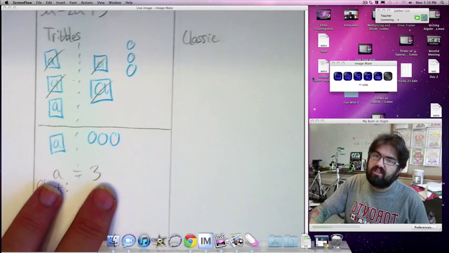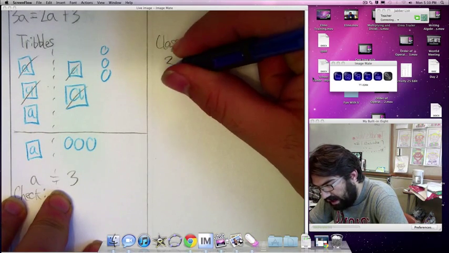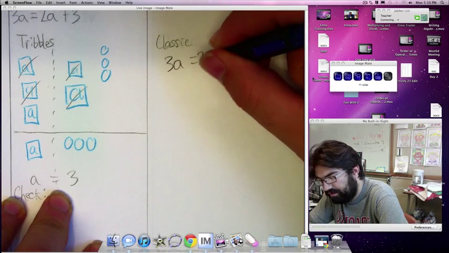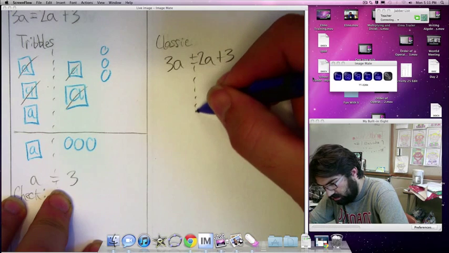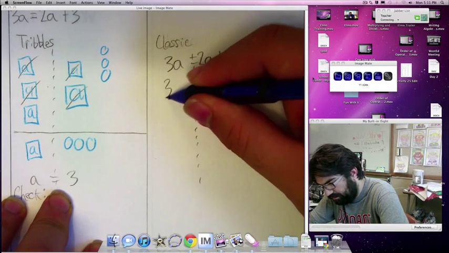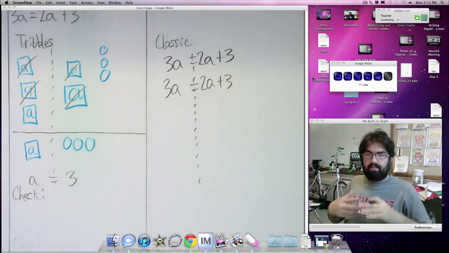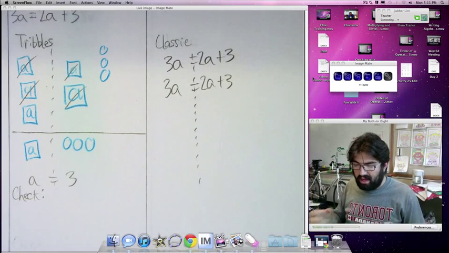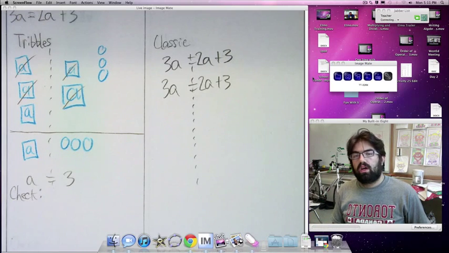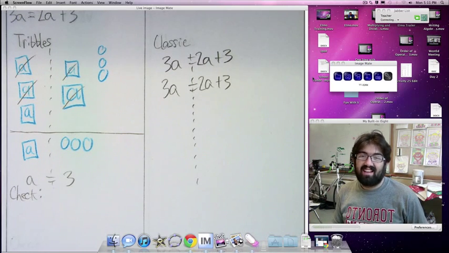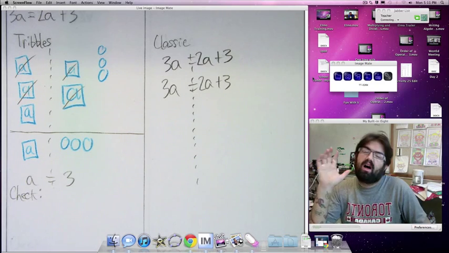So that's how we do it with the triples. Here's the classic method. I have 3a is equal to 2a plus 3. I'm going to draw a balance line first, and I'm going to rewrite. Don't jump right in. Take your time and really think, what am I solving for? Well, I'm solving for a on both sides. I always go with the path of least resistance. I always move A to whatever side will make it positive.